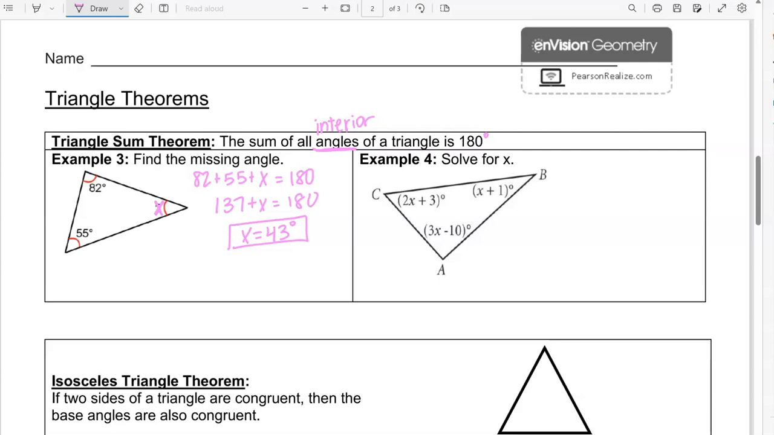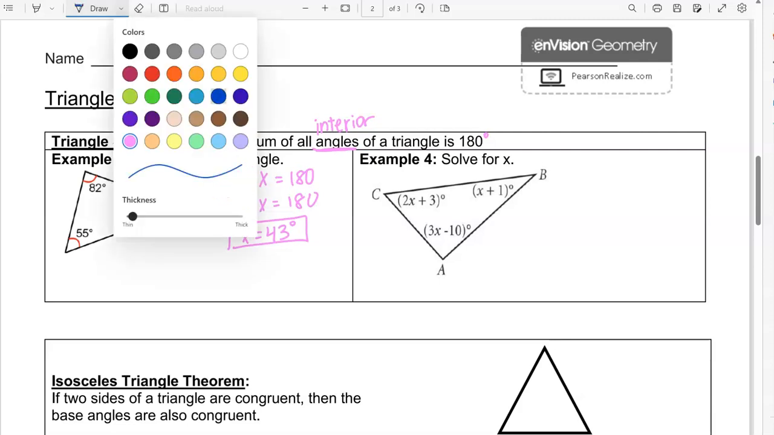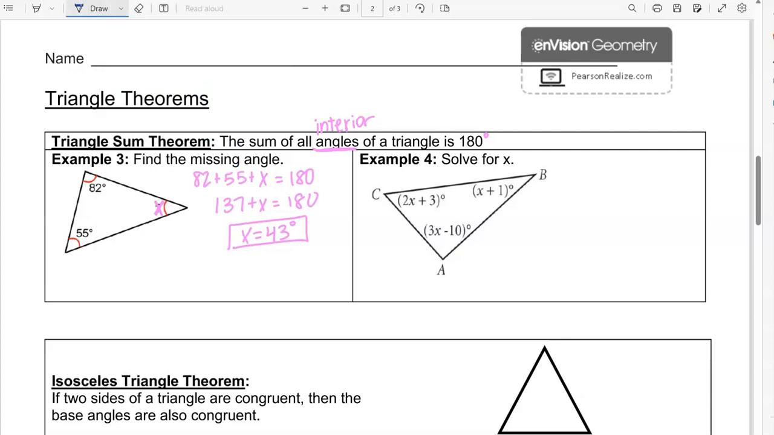Now example 4 may be a little bit more complex. See if you can pause this and set up the problem and solve for x. Hopefully you took a second to pause it. If not, I'm going to talk through it real quickly. So solving for x, same concept as example 3. All of these angles are going to add together to be 180 degrees since they are all on the interior.